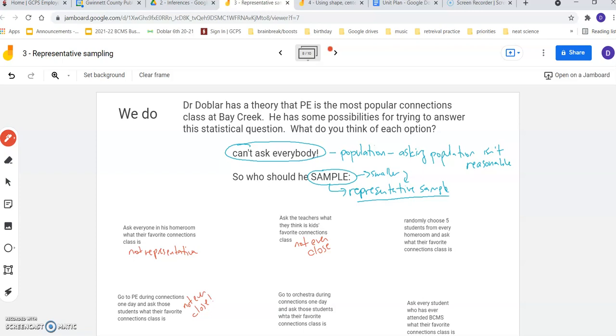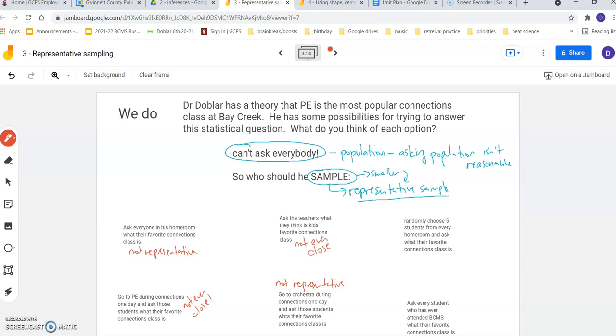So definitely not representative. What if I go to orchestra during connections one day and ask those students what their favorite connections class is? Not representative. Why not? Well, those are people that chose to be in orchestra, which is a different connections class than PE. There's a very good chance that a lot of them like that class and are going to say that class, and they don't represent the whole school. They represent the kids who chose to be in orchestra.